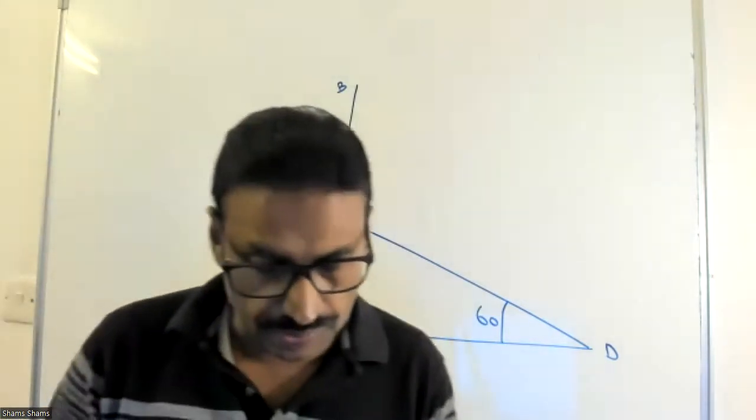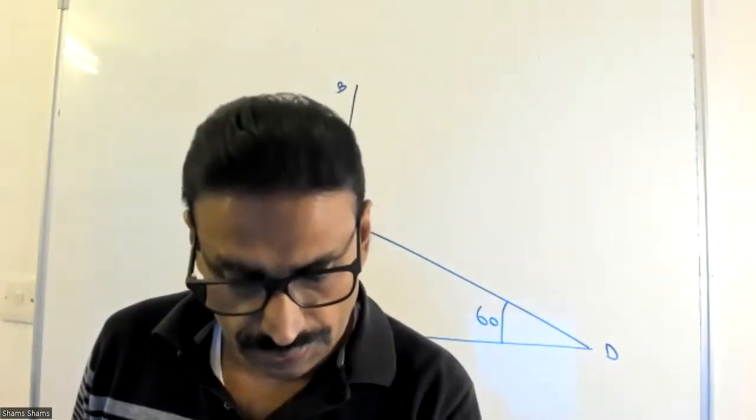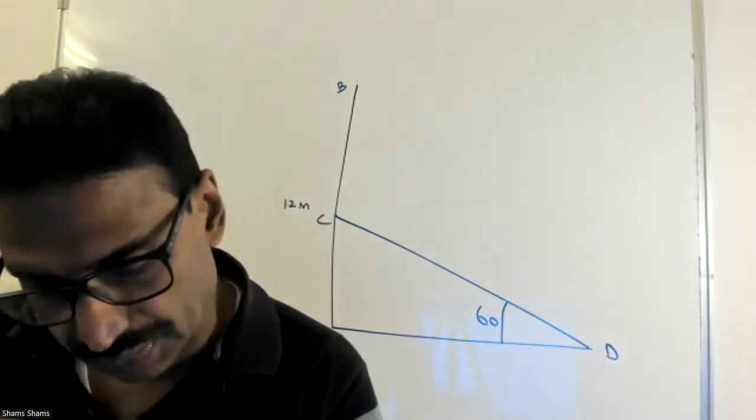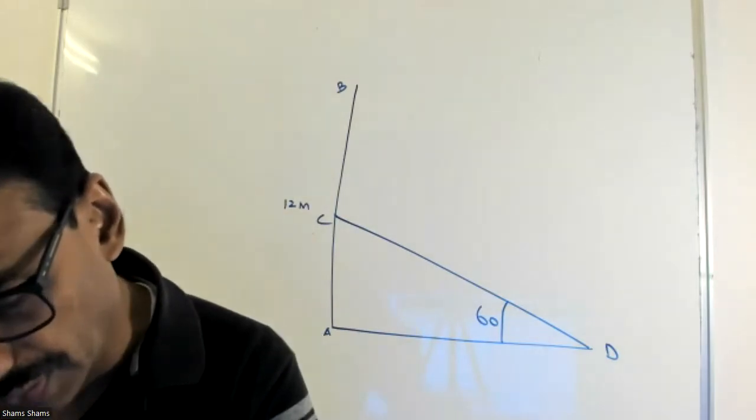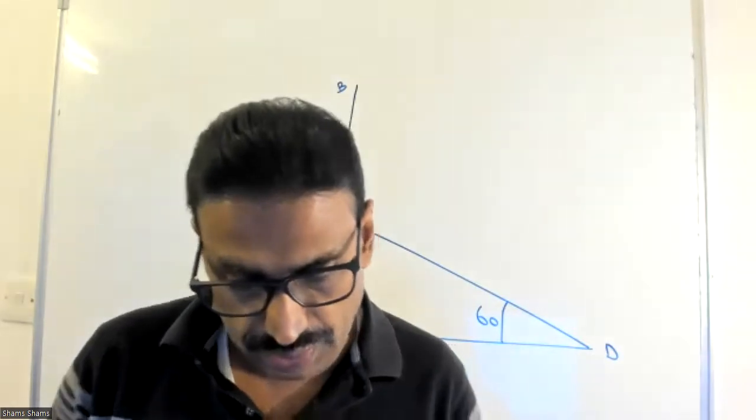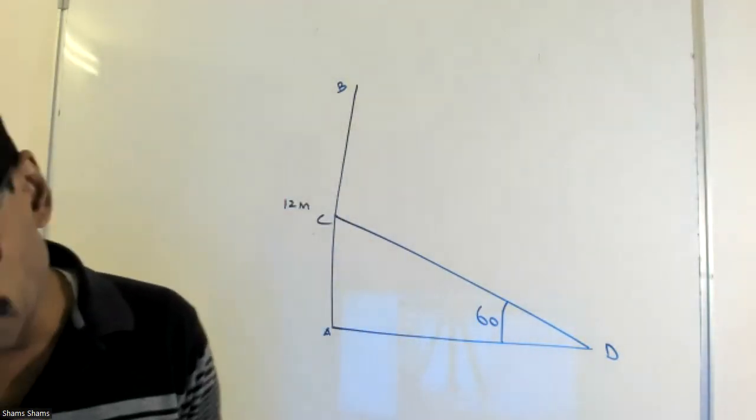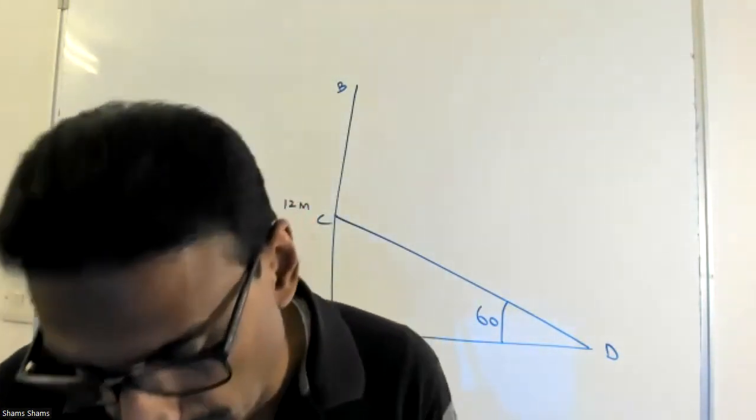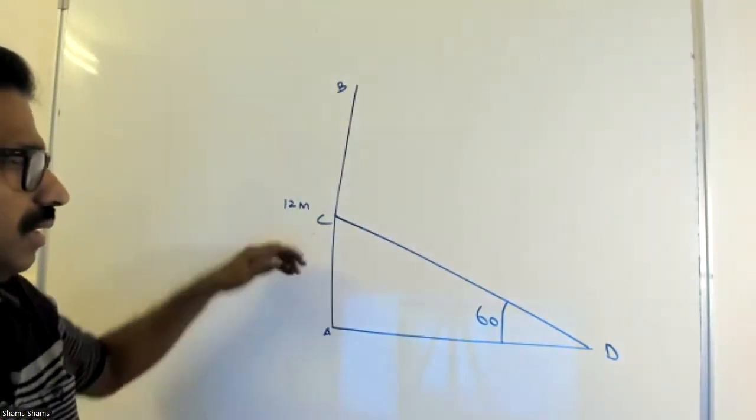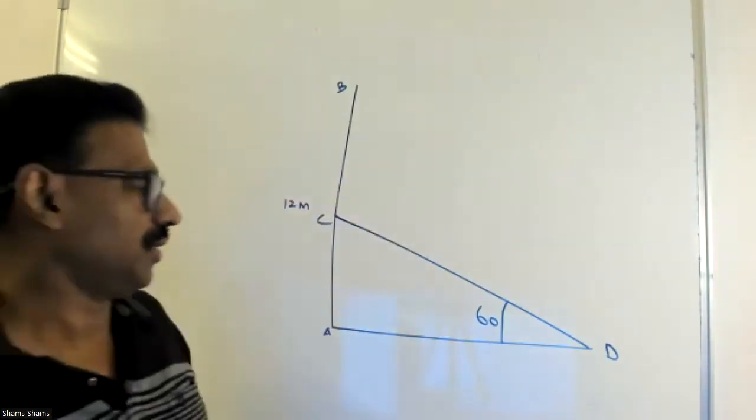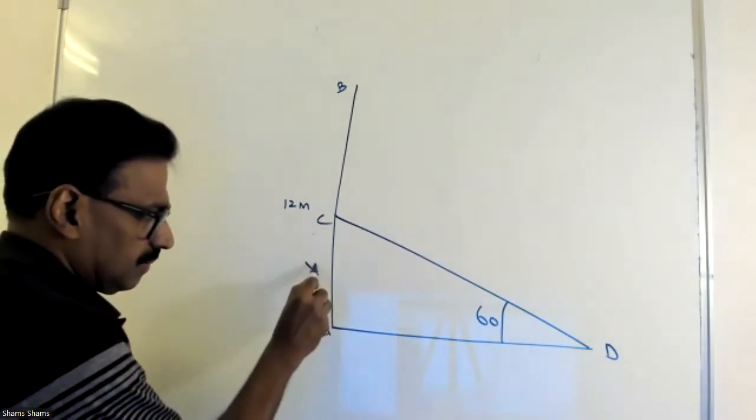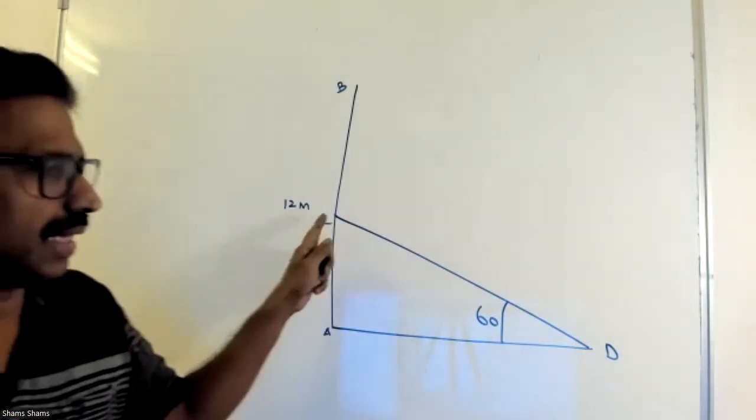Question clear now? A tree 12-meter height is broken by the wind in such a way that its top touches the ground and makes an angle 60 degrees with the ground. At what height from the bottom of the tree is broken by the wind? So that means AB the tree, broken at C, makes 60 degrees. We have to find out AC. I'm taking this as X. Okay, what about CD? How much?